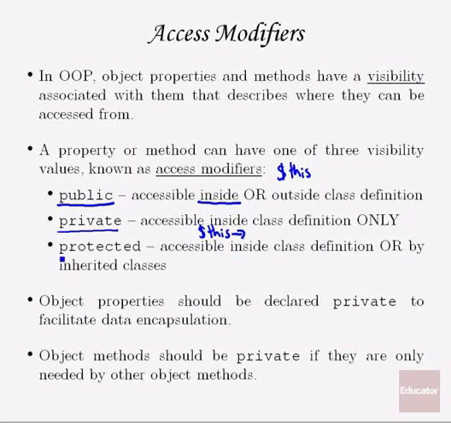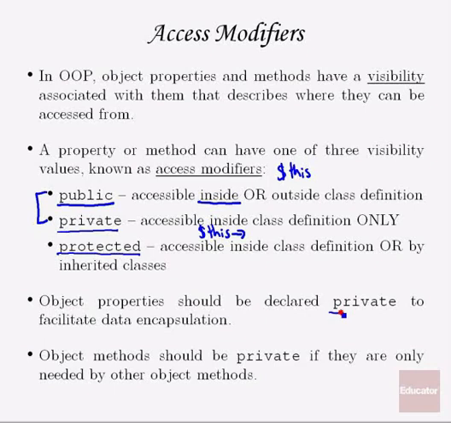There's one other access modifier called protected, which we're not going to go over, which basically says that any property listed as protected is accessible inside the class definition, which means inside any of the methods within the class, or by inherited classes. We're not going to be going over inheritance in this course, so it doesn't really apply. So we're just going to be talking about public and private access modifiers in this course.